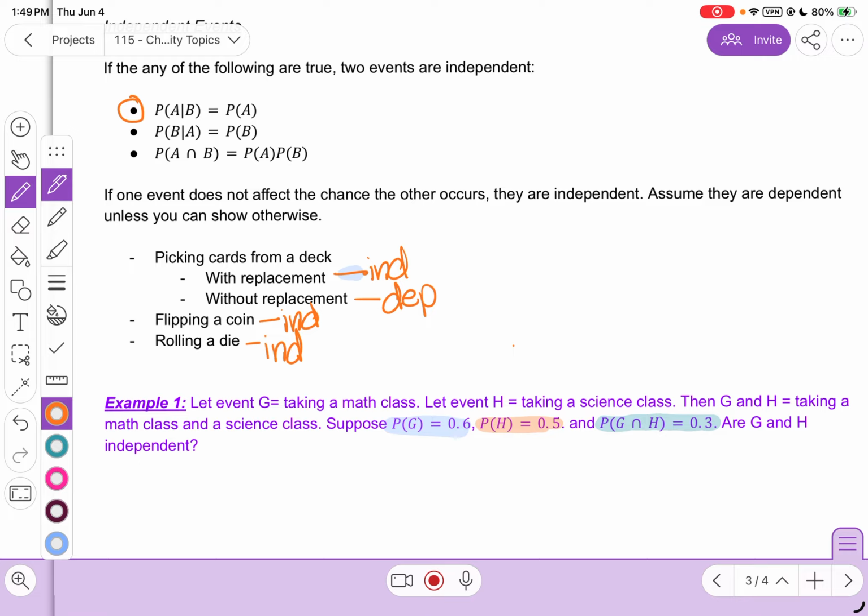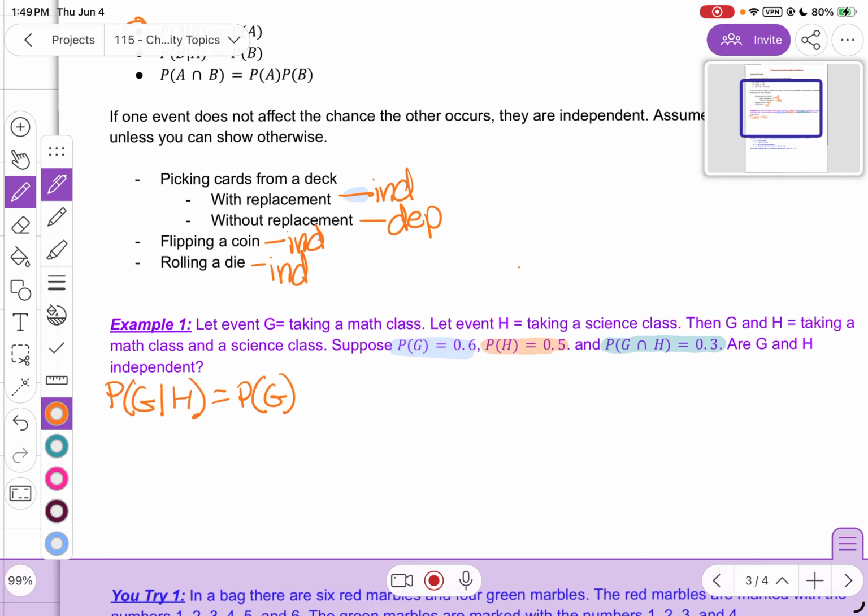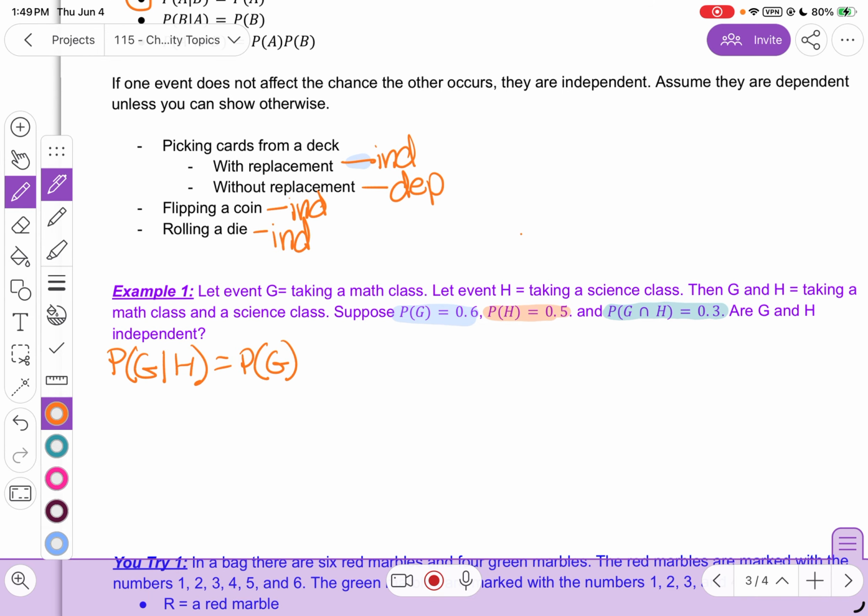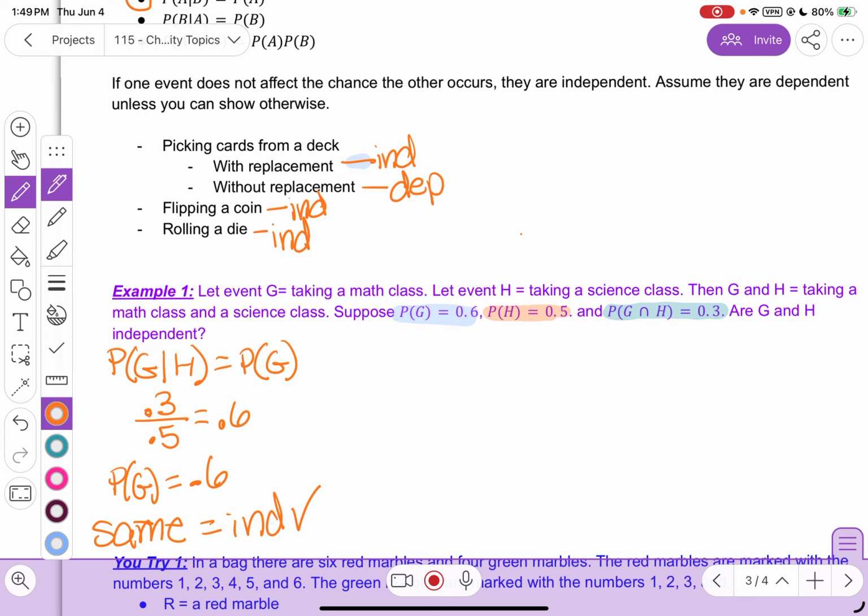So if I did the first one, that would be probability of math given science equals probability of math. So let's calculate that. So with our given, we put both on top. So that'd be 0.3 over the probability of H, because that's the given. So 0.3 divided by 0.5 is 0.6. The probability of G alone is 0.6. Those are the same. Since those are the same, that means it's independent. So according to that first one, it shows those classes are independent.